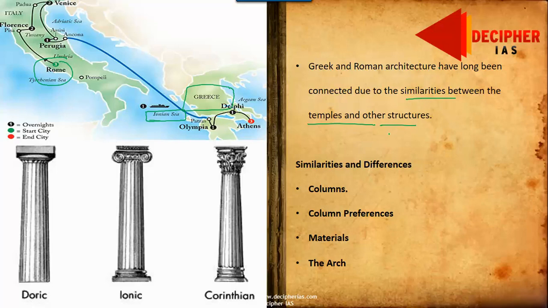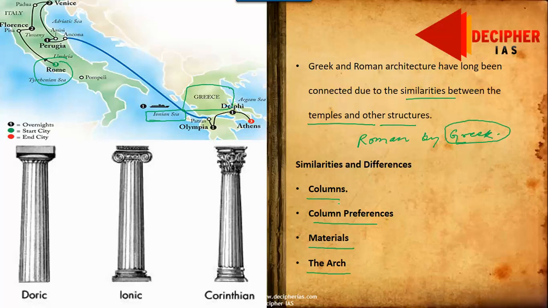The Roman architecture was highly influenced by the Greek architecture. And why was Roman influenced by Greek? Simple reason, Greek civilization was a much older civilization than the Roman civilization. But Romans also diverged to create a separate identity. They both used columns, but they had their own column preferences. They had their own preference of materials and the peculiar use of the arch in a different manner.